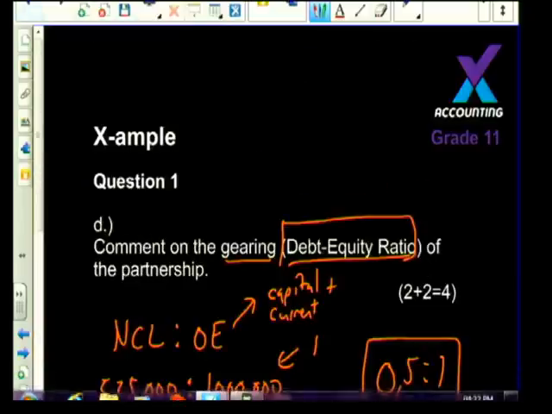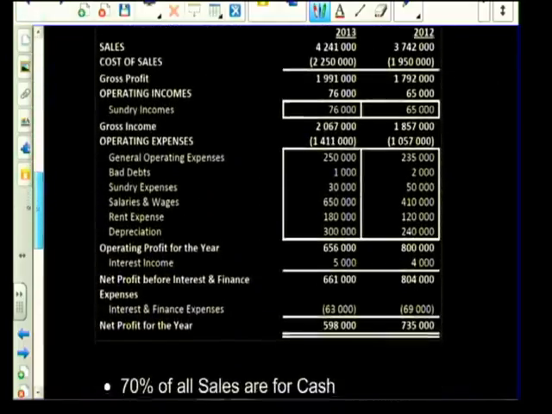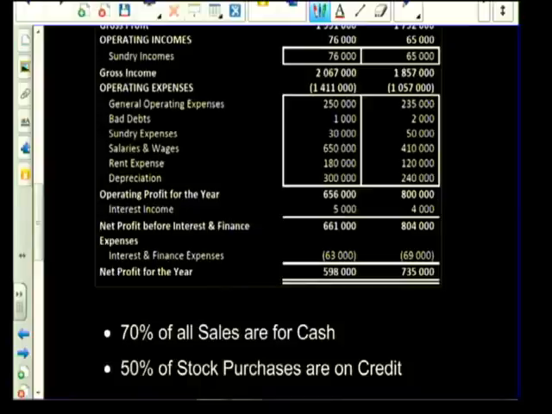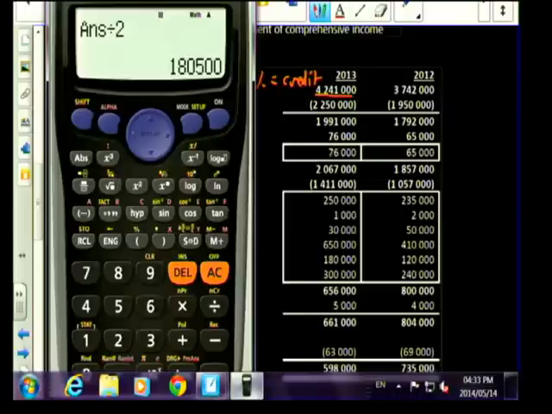If we go back to our information, we need our credit sales. We look at our sales for the year, which is 4,241,000. Then we must remember that it tells us that 70% of all sales are for cash. If 70% of all sales are for cash, then 30% of all sales are for credit. So to find our credit sales, we just work out 30% of this figure, in other words, 30% of 4,241,000.